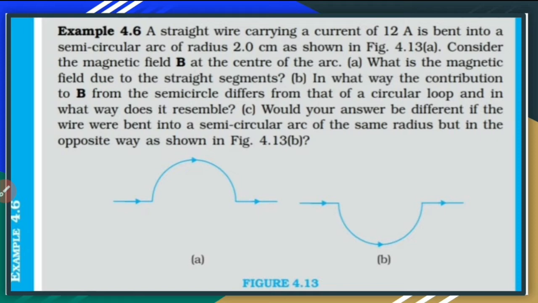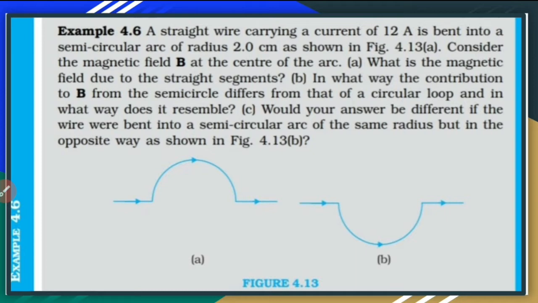What is the magnetic field due to the straight segment? And second question, in what way does the contribution to B from the semicircle differ from that of a circular loop, and in what way does it resemble? Would your answer be different if the wire were bent into a semicircular arc of the same radius but in the opposite way as shown in figure?